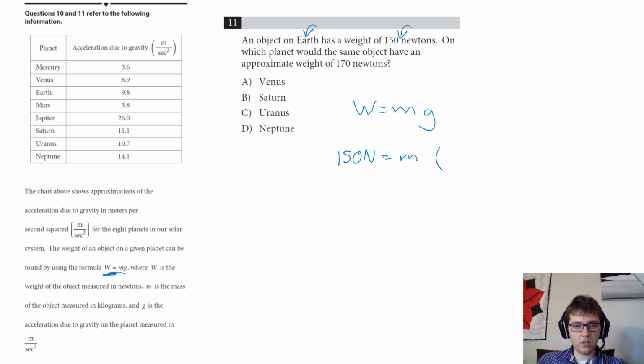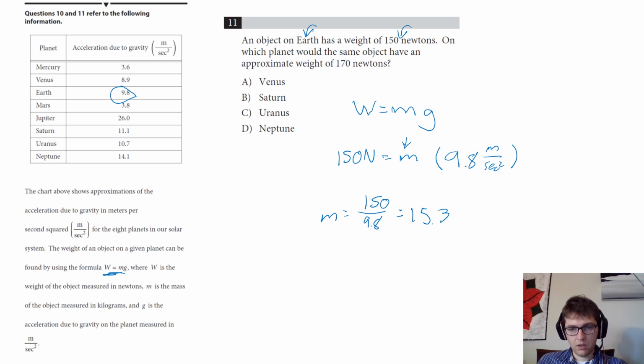So the acceleration due to gravity is 9.8 meters per second squared. Solve for the mass. So divide by 9.8. So the mass is equal to 150 divided by 9.8. Plug that into your calculator. You come up with 15.3 kilograms.